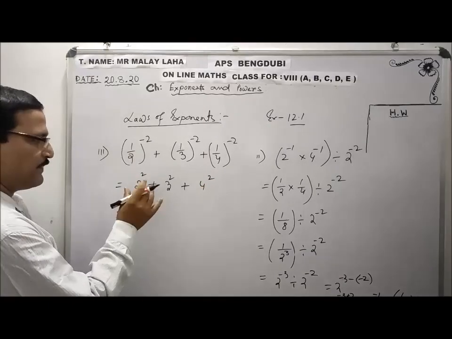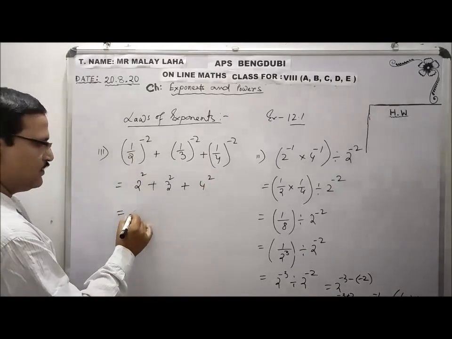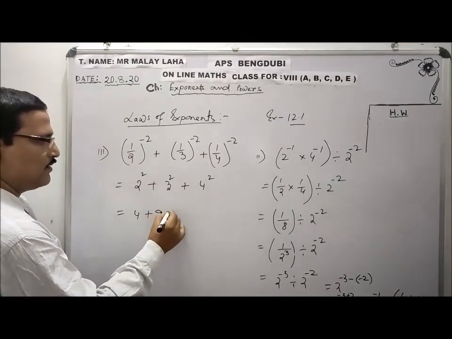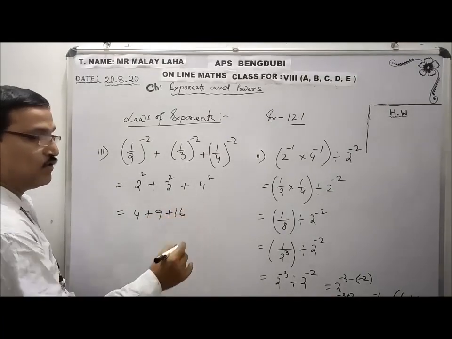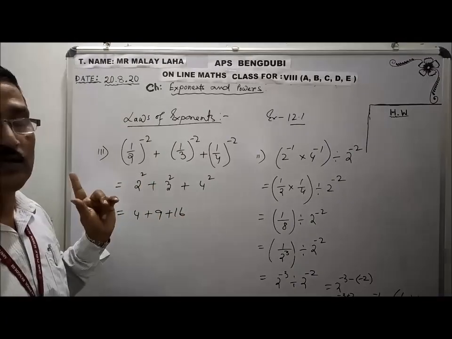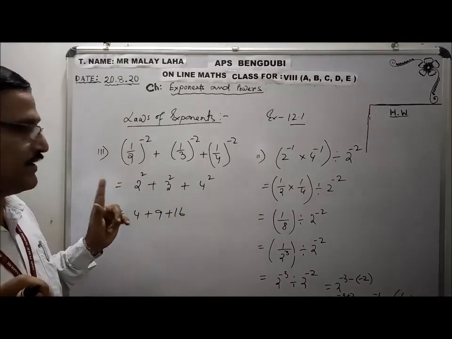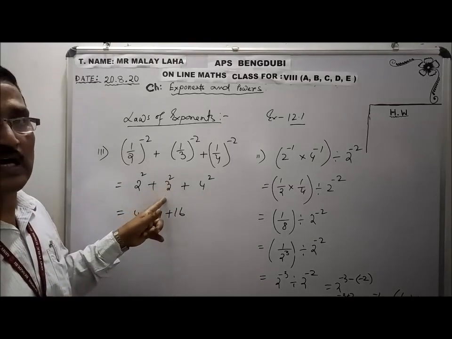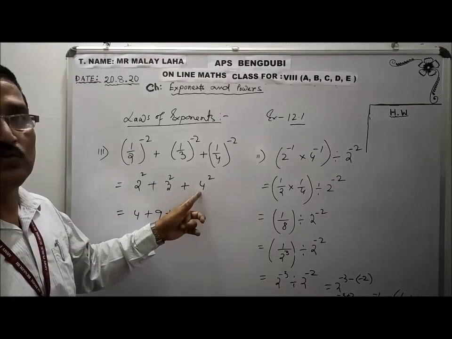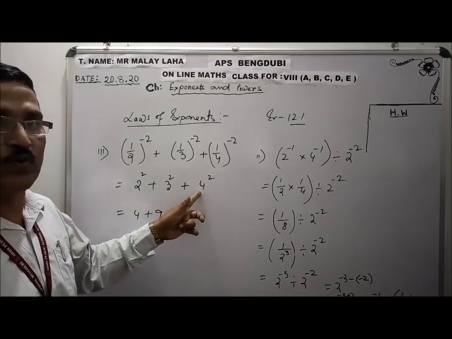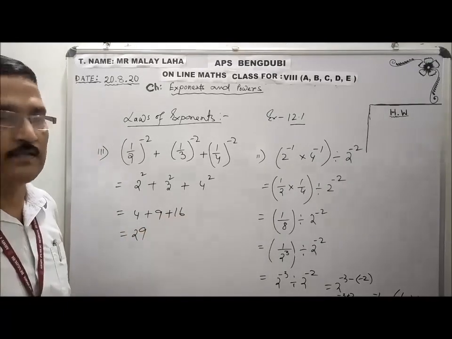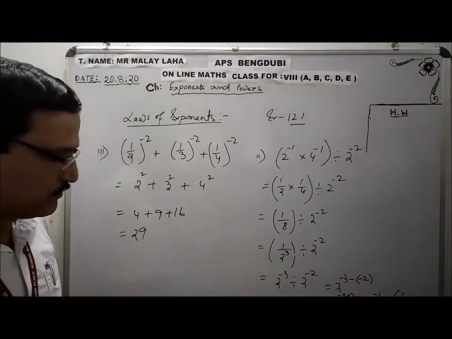Now expand the numbers. 2 raised to 2 means 4. 3 raised to 2, that is 9. 4 raised to 2 means 16. You have to write 4 two times: 4 into 4, not 4 twos. Don't make this type of mistake. I am repeating it here. 3 raised to 2 does not mean 3 twos; this concept is wrong. It is 3 into 3, that is 9. 4 raised to 2 means 4 into 4, that is 16. After that, I am getting how much? 29 is the answer. Okay? Any doubt? No.